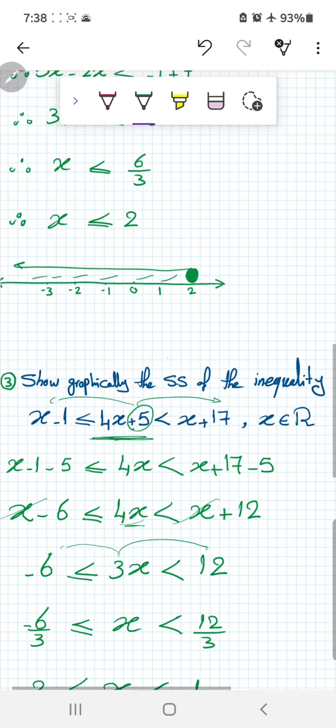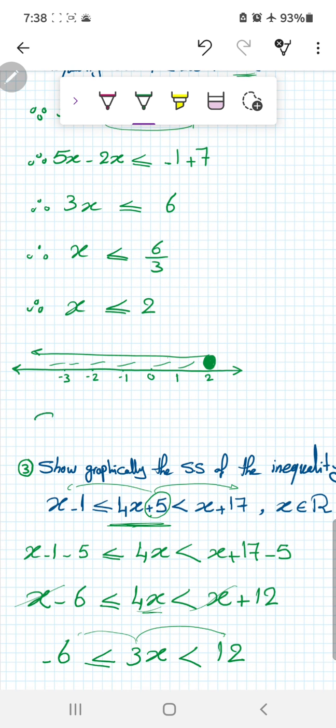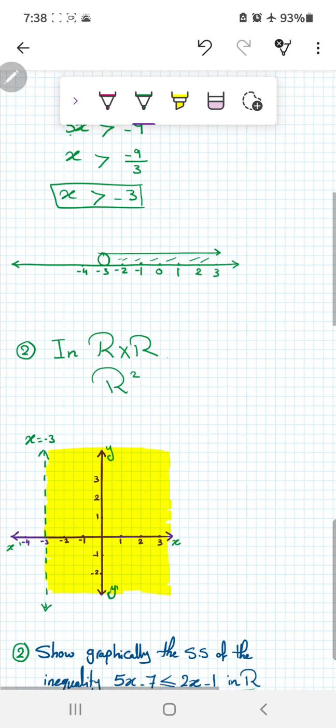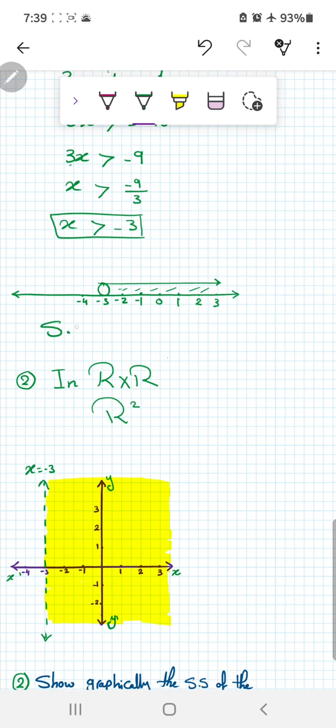Here also we write the solution set for x less than or equal to 2, starting from the smallest. Negative infinity is the smallest, open, and 2 closed. Here the solution set will be negative 3 open and infinity open.